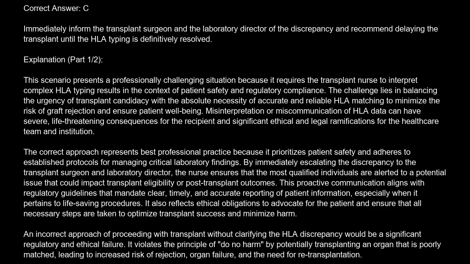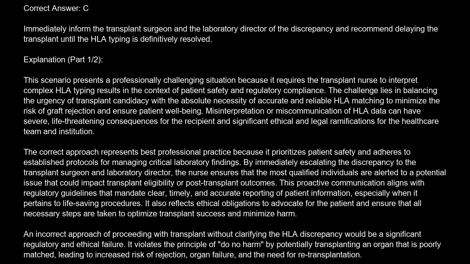Explanation. This scenario presents a professionally challenging situation because it requires the transplant nurse to interpret complex HLA typing results in the context of patient safety and regulatory compliance. The challenge lies in balancing the urgency of transplant candidacy with the absolute necessity of accurate and reliable HLA matching to minimize the risk of graft rejection and ensure patient well-being.